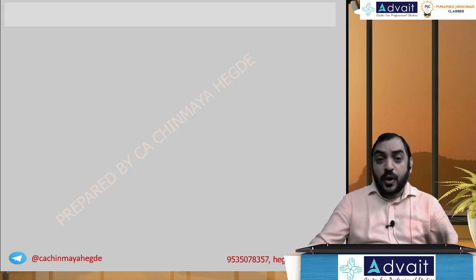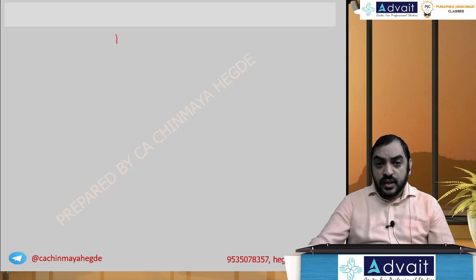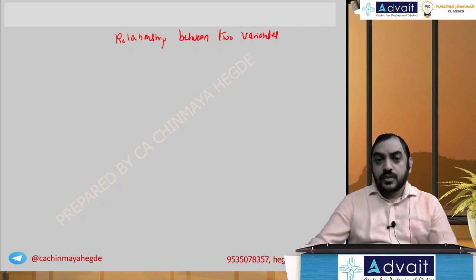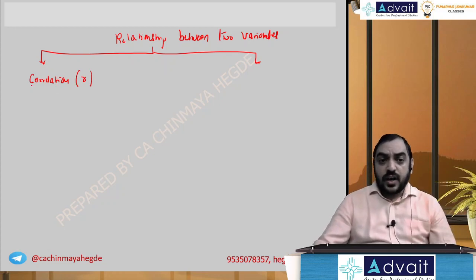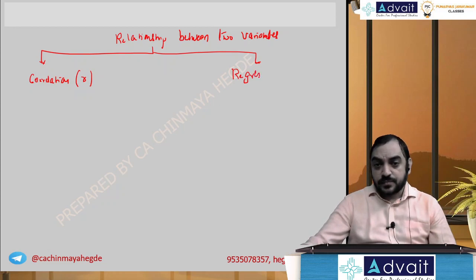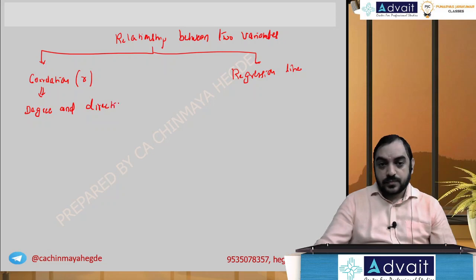Anyway, the point I want to make is, in portfolio management, we want to understand the behavior between variables. I will call it the relationship between two variables. We call it two aspects. One is the correlation coefficient, which we represent by R, and then we have the regression line. So what does correlation do? Correlation expresses two things: degree and direction of variables.